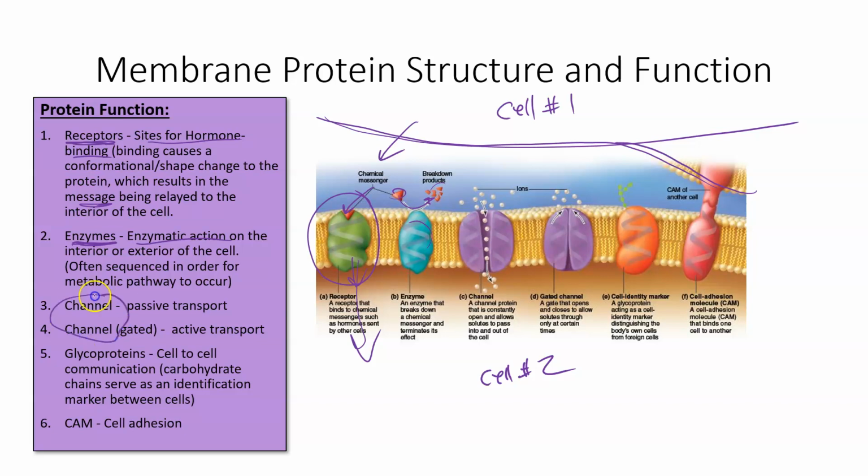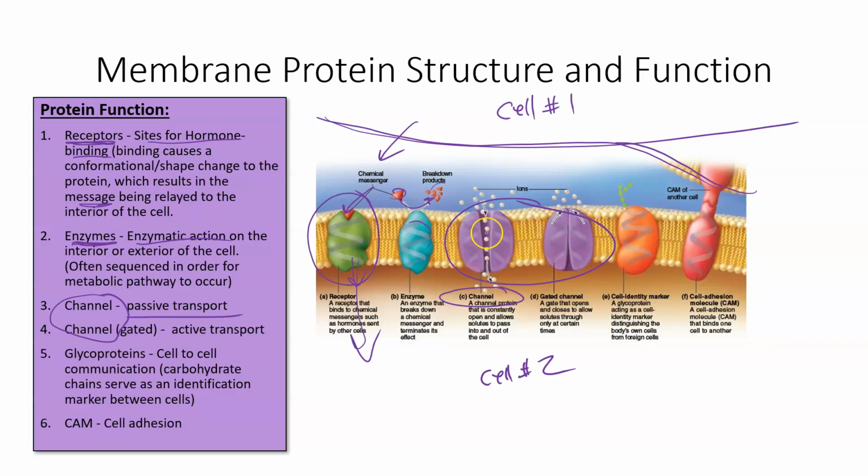Then we have channel proteins. Those channel proteins, like these two, can look similar but have vastly different functions. True channel proteins are utilized within a passive transport context. So this would be a passive transport channel.